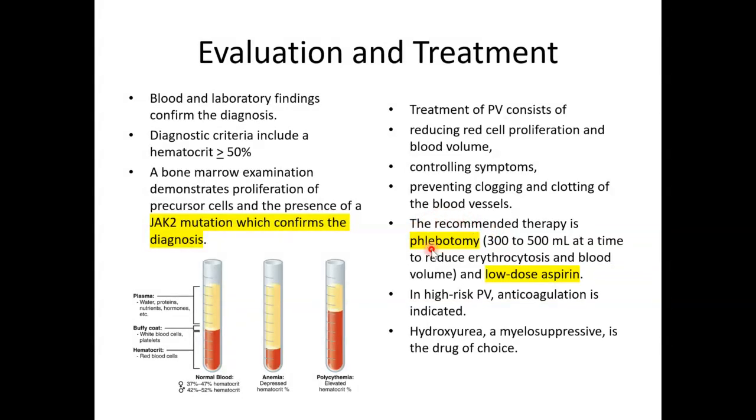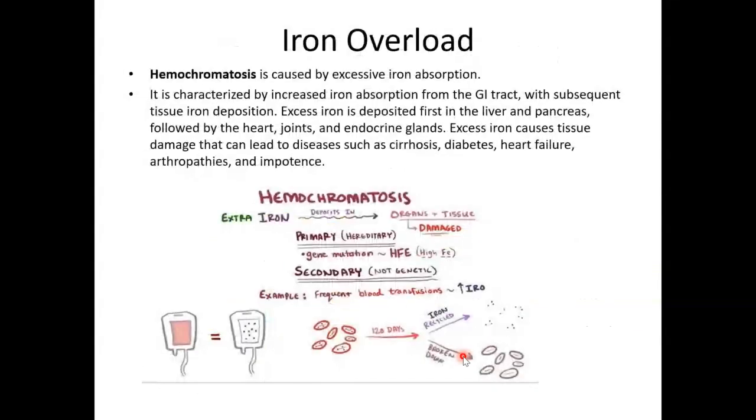So recommended treatment is phlebotomy. Generally, when somebody's hematocrit is 50% or greater, they're going to get a phlebotomy. They're going to get phlebotomy, and they take low-dose aspirin every day. If they're at a high risk and they're having complications, they may be anticoagulated with the aspirin or in lieu of the aspirin. Hydroxyurea, a myelosuppressive, is the drug of choice. Sometimes they get put on this medication that we just talked about for sickle cell as well for a drug of choice. The last thing I'm going to talk about is iron overload.